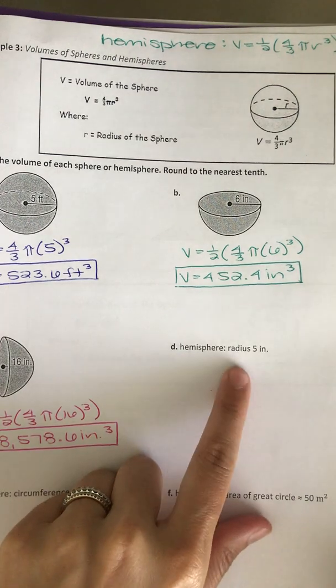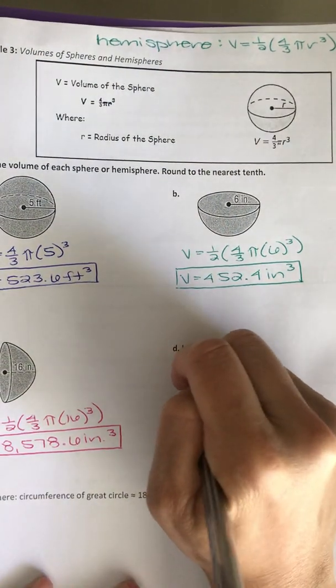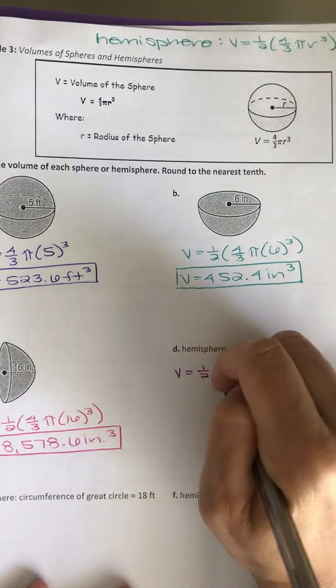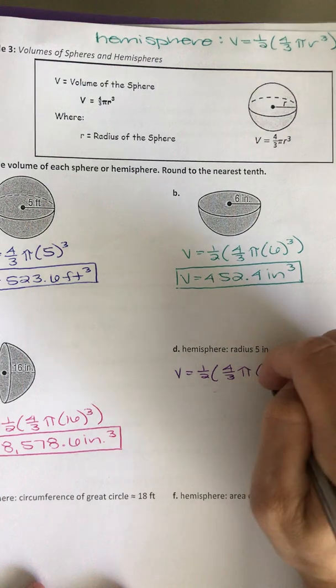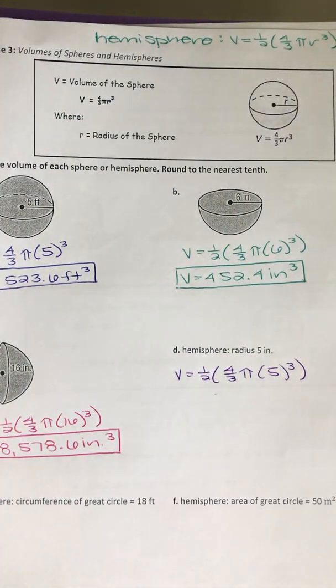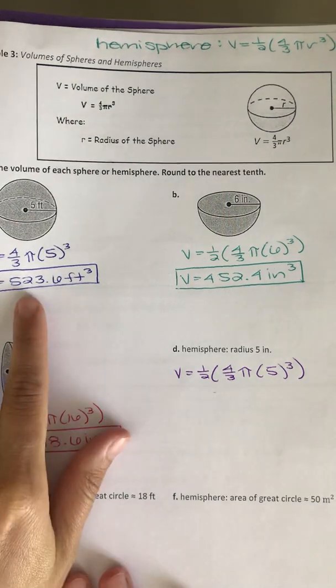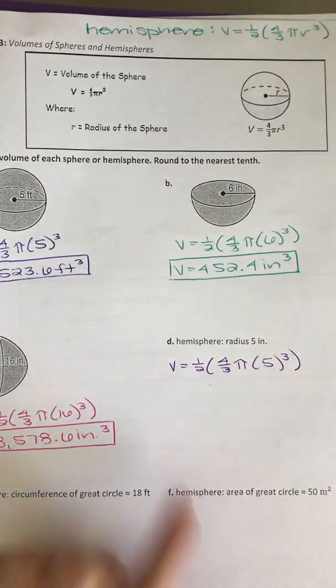And the last one like this, it just doesn't give you a picture, it tells you what your volume is. So again, it's a hemisphere, 1/2 4/3 pi 5 cubed. So you know your answer should be about half the measure of this because the radius is the same, but this is hemisphere.